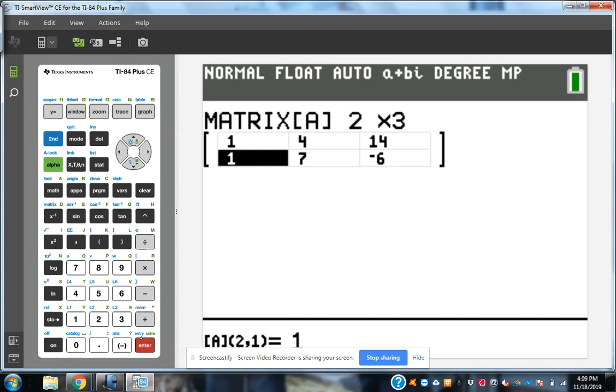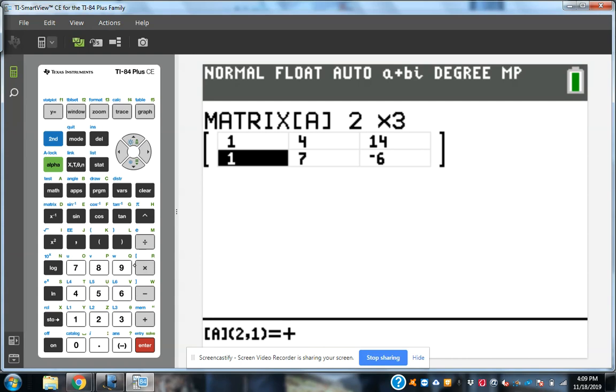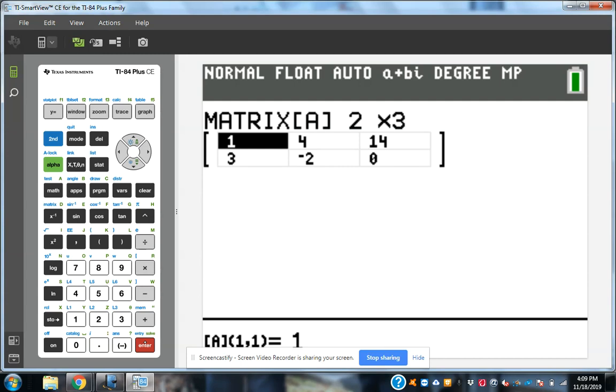Then the second row was 3, 3, -2, and 0. And you can't like clear one out. You have to just basically type over whatever's in there and it'll work there. So before you leave that spot, always just make sure all your signs are correct and everything's in the right spot.